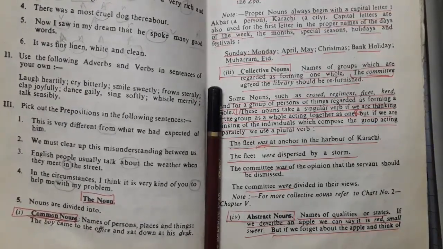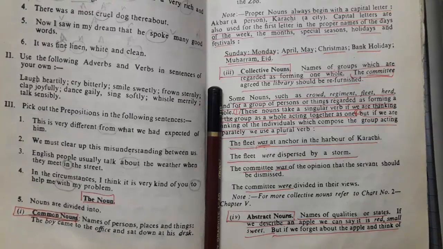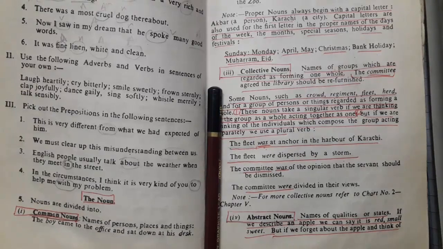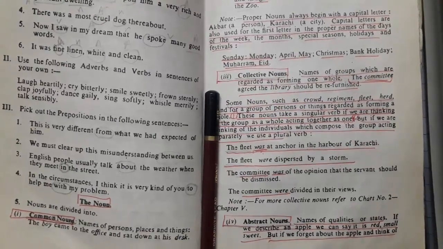Noun is actually the name of a place, person or thing. Nouns are divided into 5 kinds. These are common noun, proper noun, collective noun, abstract noun and material noun. Now we will study them one by one. First one is common noun.